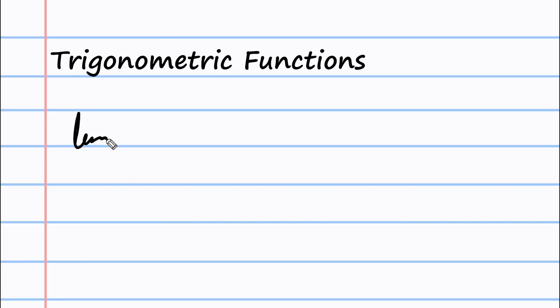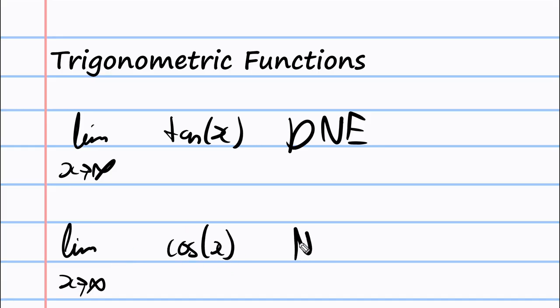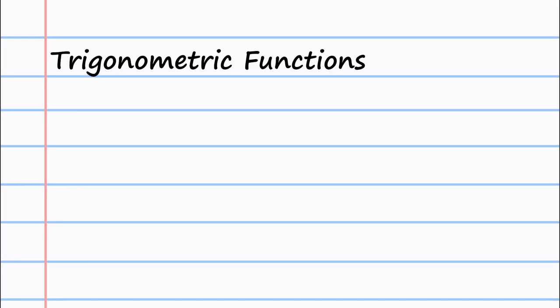If I asked you the limit as x approaches infinity of tangent x, what do you think your answer is? The limit doesn't exist, okay? The same thing is true if I ask you the limit as x approaches infinity of cosine x. That also doesn't exist because it's just an oscillating wave. And you can say the same thing about the reciprocal trig functions, okay? So you always have to watch out for if the limit doesn't exist because the function is oscillating.